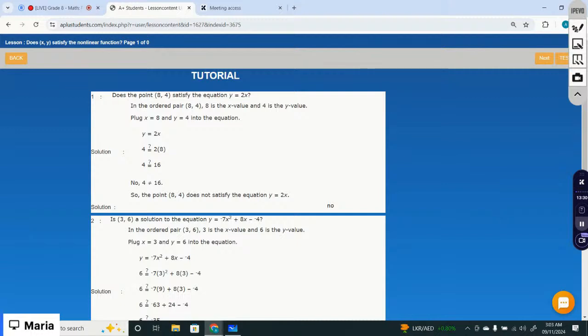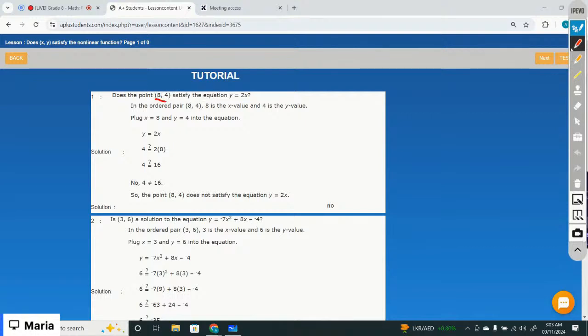Does the point 8, 4 satisfy the equation y equals 2x? So you are given an ordered pair, that is 8 and 4. X is 8, y is 4. So plug the values x equals 8 and y equals 4 in the equation and see if the pair satisfies the equation y equals 2x. Y is 4 and x is 8. So 2 times 8 is 16. 4 is not equal to 16, right? So that means the point does not satisfy the equation.